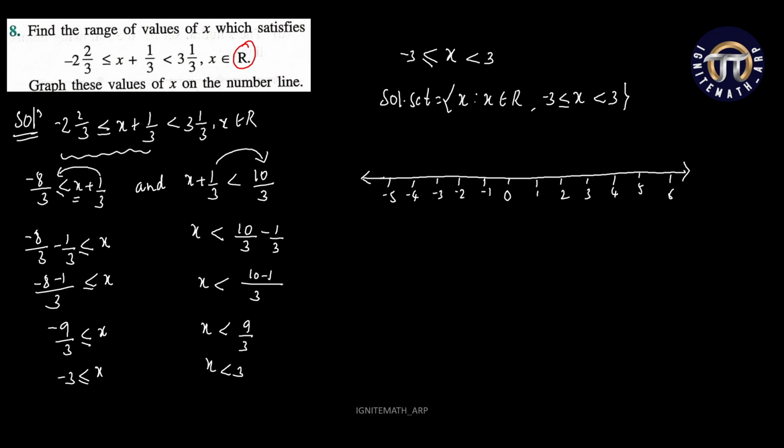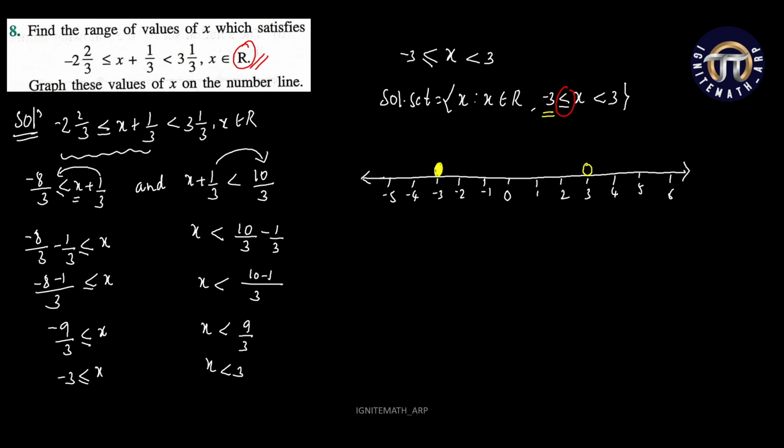Now since the replacement set is a set of real numbers, I need to darken the intermediate place. So first my concentration is on the lower limit, that is minus 3. I'll write the circle on the minus 3. I'll write a circle on plus 3 as well. Now I should observe the sign of inequality. X is greater than or equal to minus 3. So I need to darken the circle which is drawn on minus 3.